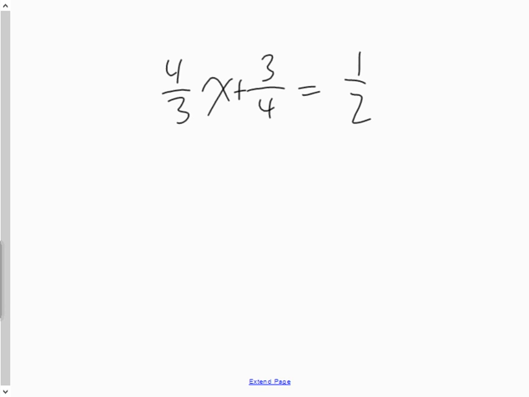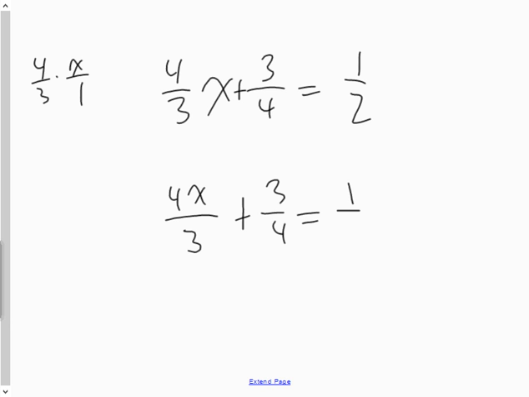So this question here, the first thing I want to do is rewrite this 4/3 x. Because 4/3 multiplied by x, I'm going to actually multiply it by x like the coefficient should be and rewrite it as 4x over 3 plus 3 over 4 equals 1/2. Now, I have a very smart student who chose to multiply both sides by 6. And she still got the right answer, but she didn't make her life any easier.